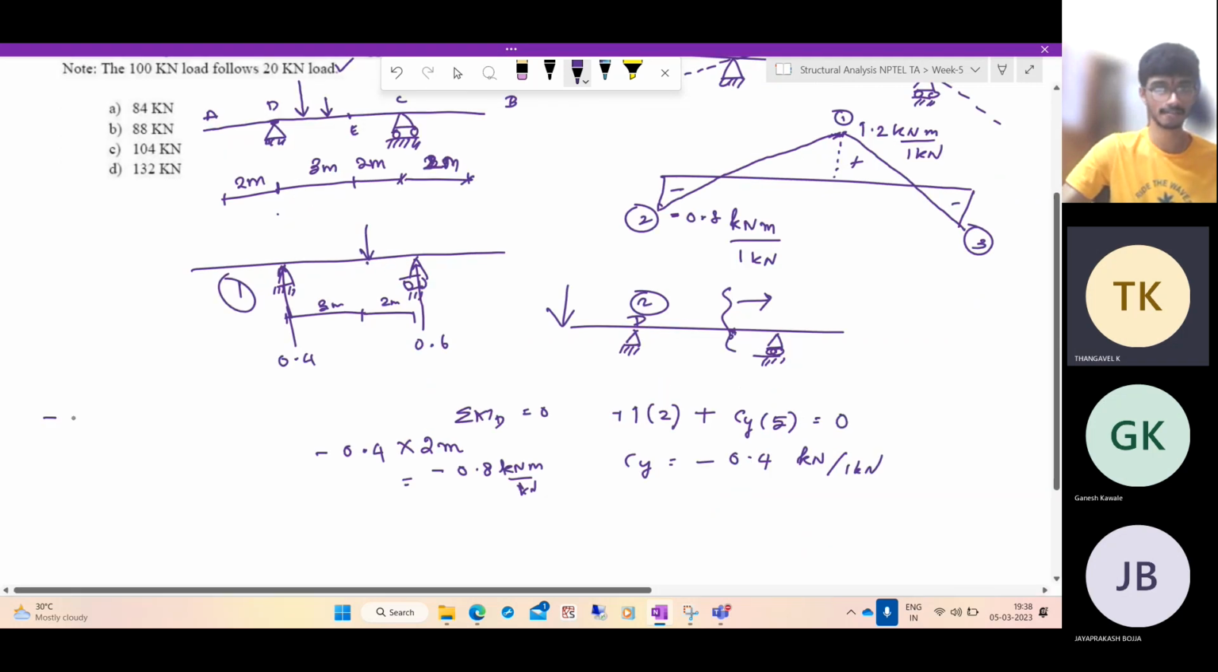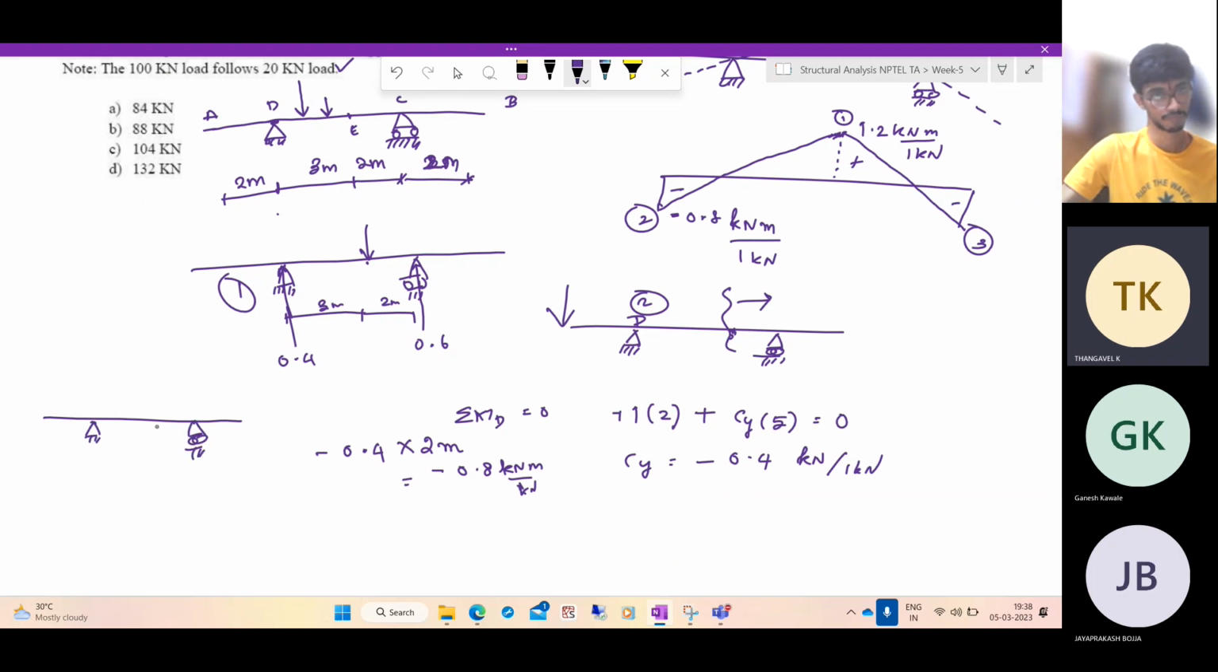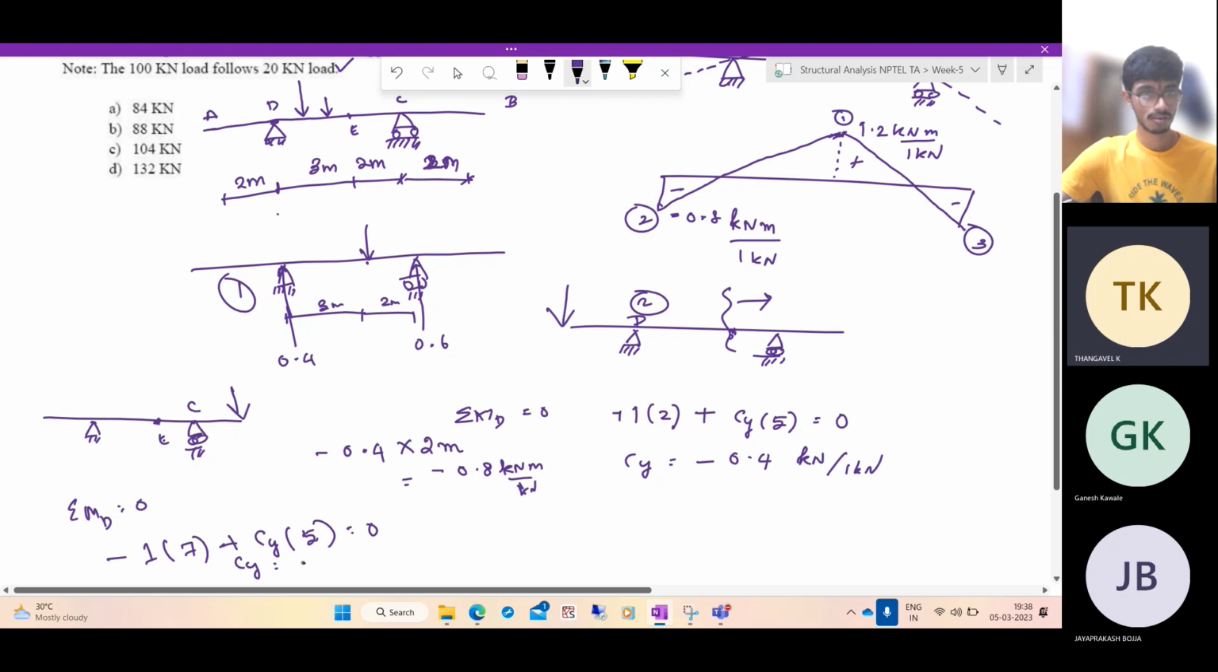Let us draw case 3 here. So this is the point E, this is the point C. You have a load here. Now again, let us do equilibrium. Sigma MD equal to 0, which means that's a clockwise moment. So minus 1 into 5 plus 2, 7, right? 7 plus Cy into 5 equal to 0. So Cy is equal to 1 by 5 upwards.